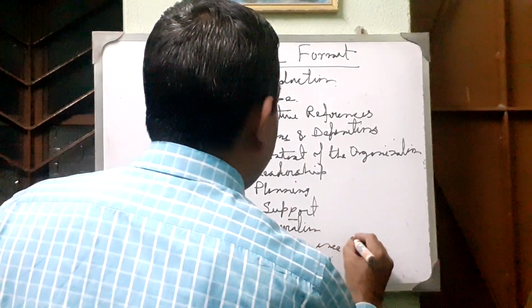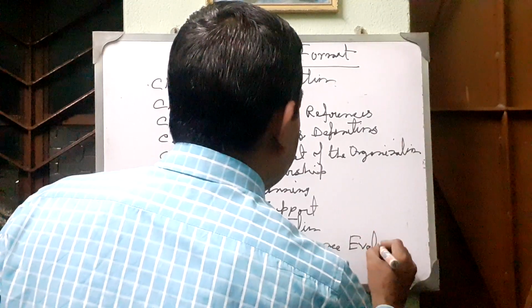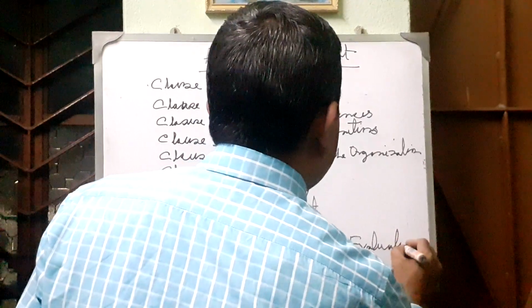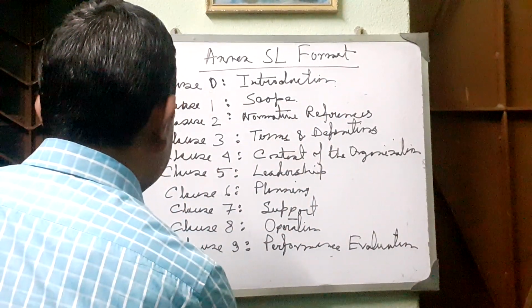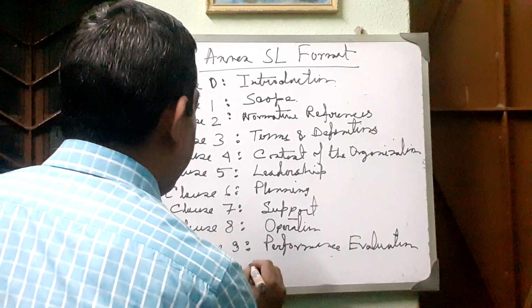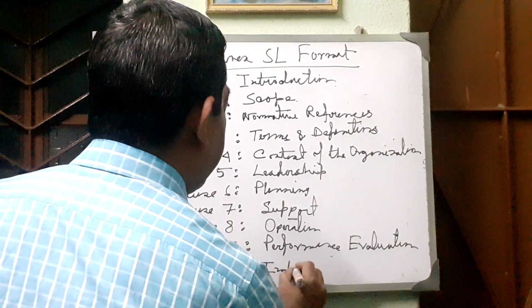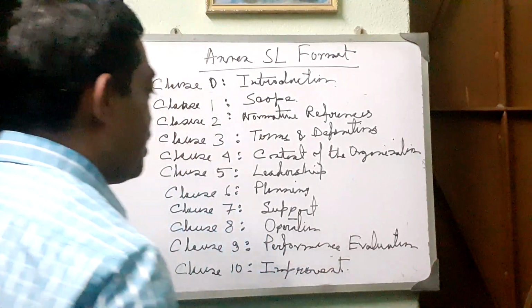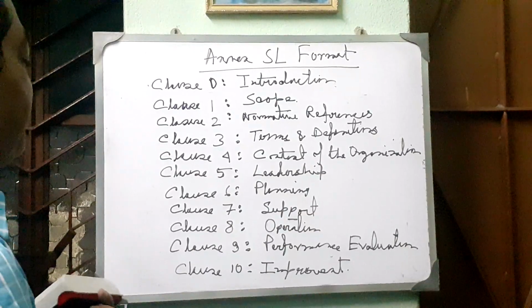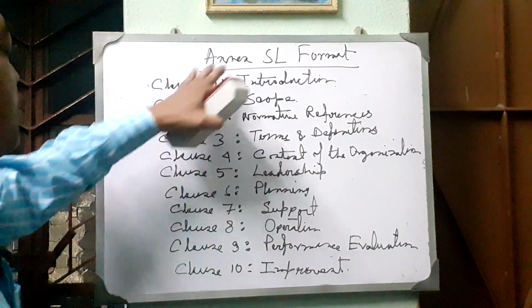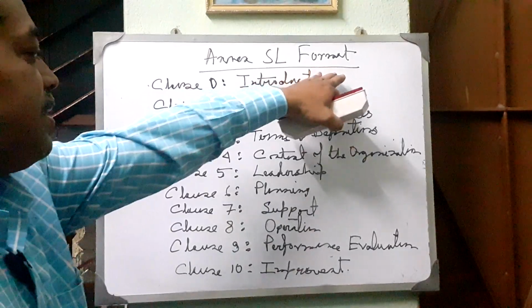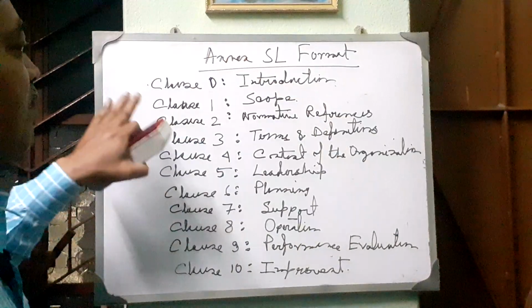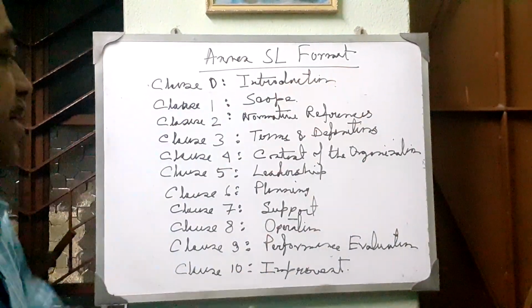Performance evaluation, and clause 10 is the improvement. This is the main thing. The final thing is the improvement: how much you can improve. So these are the 11 clauses under this Annex SL format, and ISO 9000, ISO 14000, ISO 22000 are all following this Annex SL format.